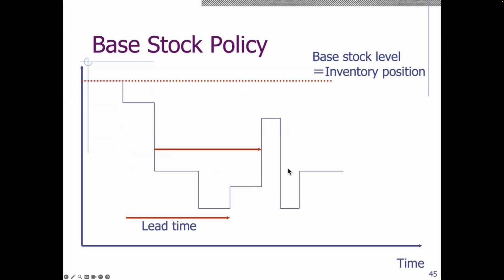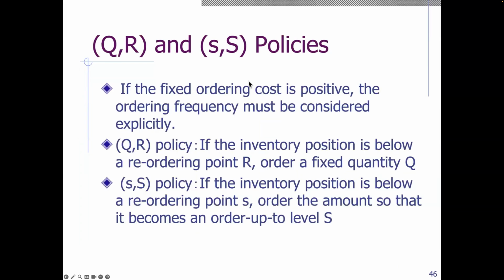If a demand occurs, the in-hand inventory drops but the inventory position is constant, because the system immediately orders the same amount, then the order arrives after the lead time. If the fixed ordering cost is positive, the base stock policy is no longer optimal. In such cases, we need modified base stock policies, namely, the (Q, R) policy and the (s, S) policy.